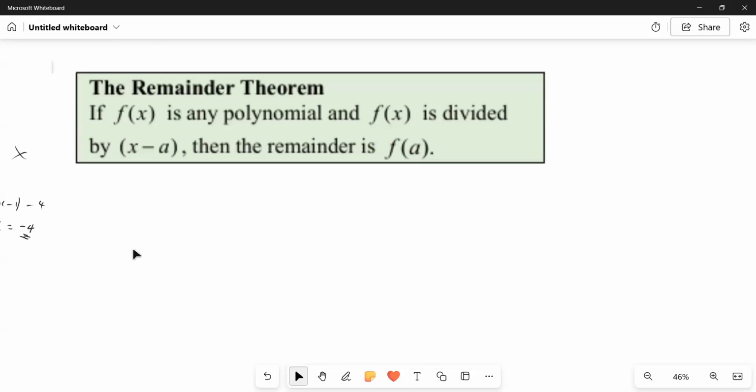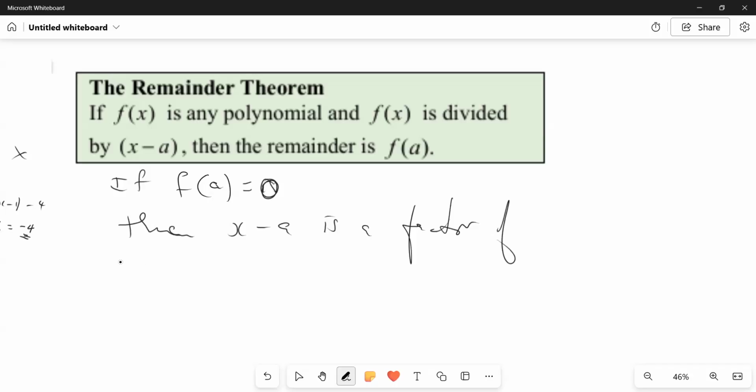And this is how they state it in the notes. If f(x) is any polynomial, they didn't call it a function, they call it a polynomial, and f(x) is divided by x minus a, then the remainder is f(a). From this, if f(a) equals 0, then x minus a is a factor of f(x).